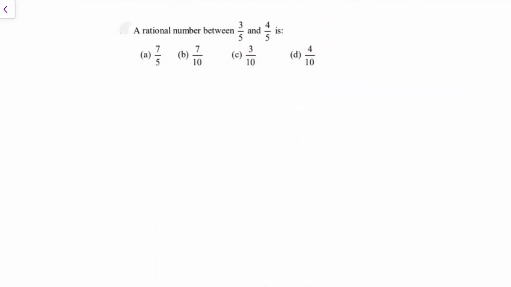Next, a rational number between 3 by 5 and 4 by 5. For finding a rational number between these, 3 methods will be there actually, but I always feel that the decimal method will be very easy. So let us check once. 3 by 5.